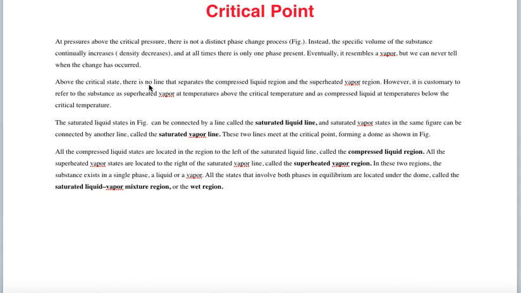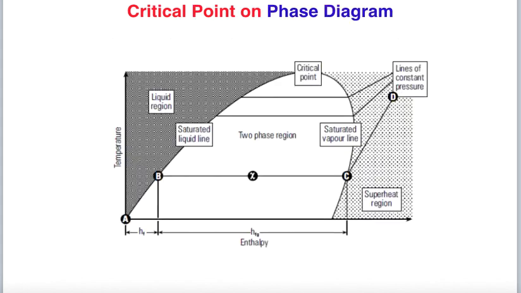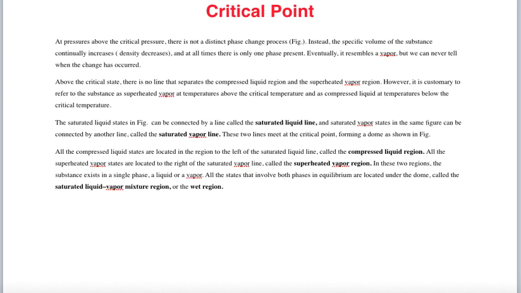Above the critical state there is no line that separates the compressed liquid region. As I told you, this is the compressed liquid region and this is the superheated gas region. However, it is customary to refer to the substance as superheated vapor at temperatures above the critical temperature, and as compressed liquid at temperatures below the critical temperature.